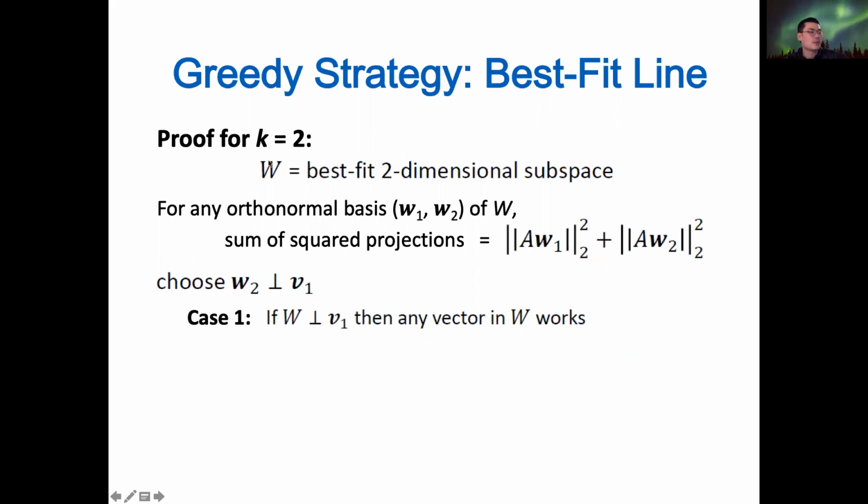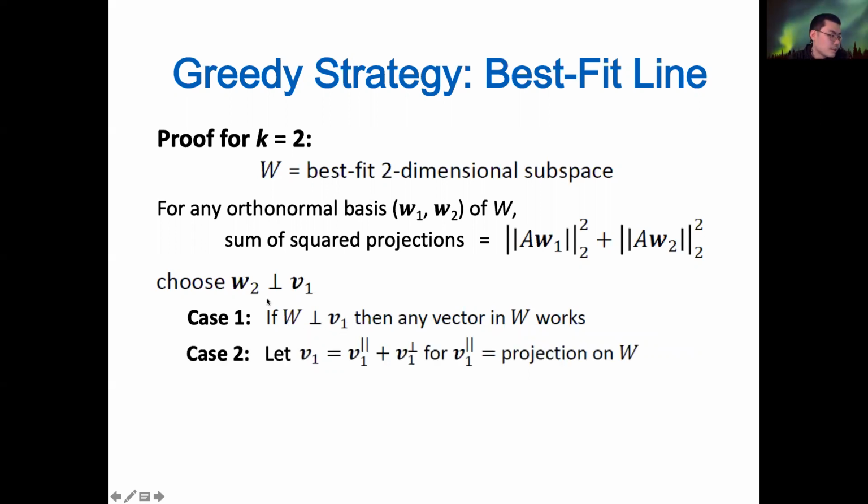How can we do that? When we work on the second dimension and choose W2, if the best fitting space generated by V1, V2 is orthogonal to V1, then any vector works, because your W2 is in this space. So what if your W2 is not orthogonal to V1? If this doesn't hold, then the space we are choosing from is not orthogonal.